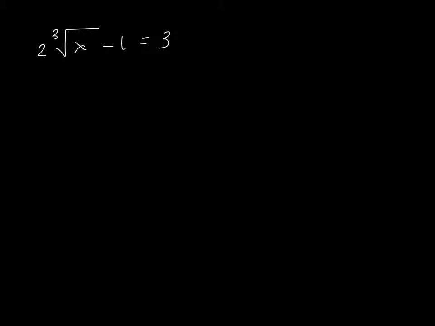Now in this problem, the x is not isolated. You want to solve for the variable, but you need to get the radical alone first, which means we need to get rid of this 1, and that 2 also needs to be moved. When you're getting rid of something, really what you're doing is adding it to both sides.